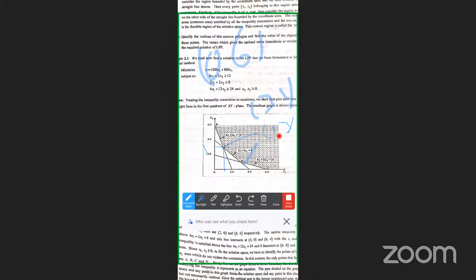Is that clear? So this is the total matter. We take x1 is equal to 0 and we get 2 points: (2, 0), (0, 6), (4, 0), (0, 4). And for the third line, we take the intersecting point, x1 is equal to 0, x2 is equal to 0. So this is the total theoretical matter.